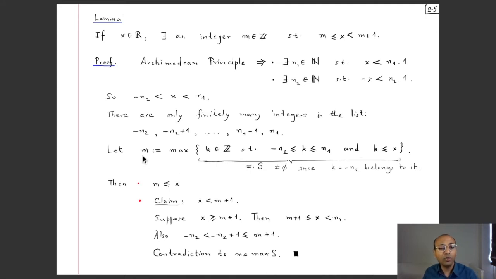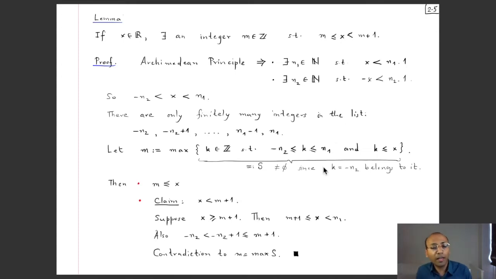Okay. But m was supposed to be the maximum of this set. So m is supposed to be bigger than or equal to each of the members of this set. And so it should be bigger than or equal to m plus 1 also, because it belongs to this set. We have just seen that. So m should be bigger than or equal to m plus 1, but that is absurd because m is actually strictly less than m plus 1. Okay, so we have arrived at a contradiction, and this contradiction shows that our assumption that x is bigger than or equal to m plus 1 cannot be true, and so we have proved our claim that x is strictly less than m plus 1. So we have got that x is also strictly less than m plus 1.